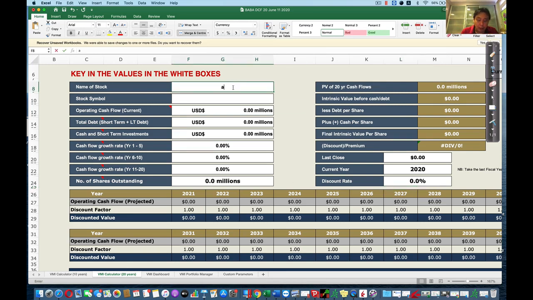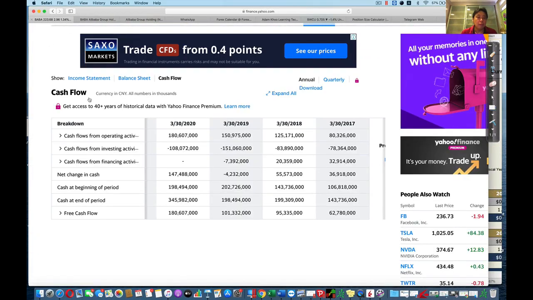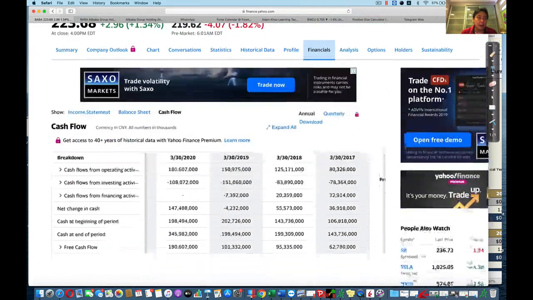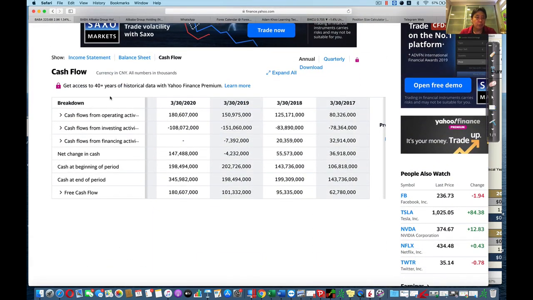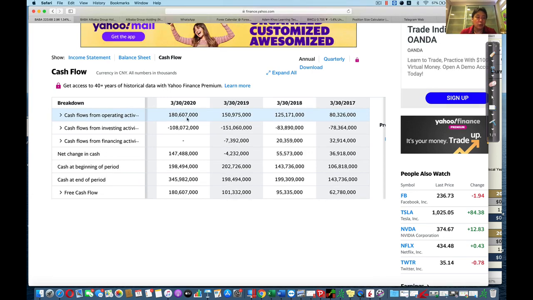So name of stock, Alibaba. Stock symbol, US1, BABA. So we have to put in the cash flow from operations. Where do we go to? You should know by now. All right, go to Yahoo. And again, we had Alibaba. Under cash flow, put down the latest cash flow from operations, which is 180,607.